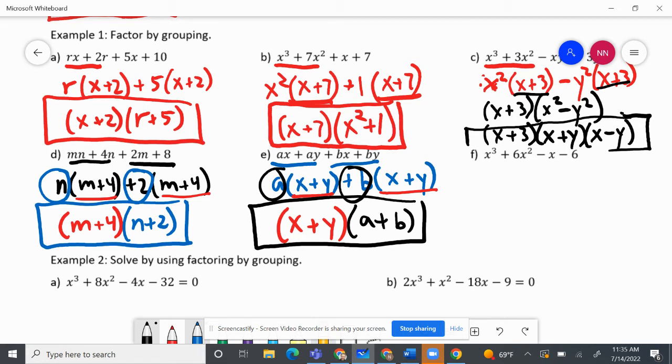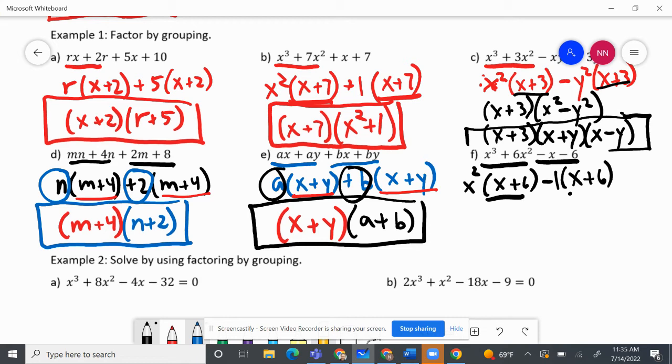For letter F, we're going to take our first 2. We see they have an x squared in common, and what's left over is an x plus 6. For the next one, we see that they both have a negative, so we're going to factor out a -1, and that would be an x plus 6.